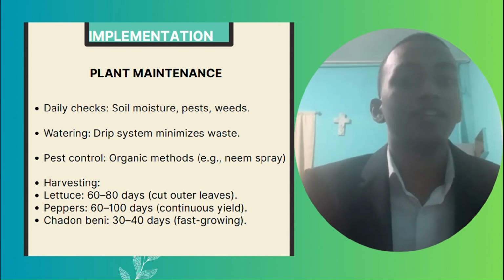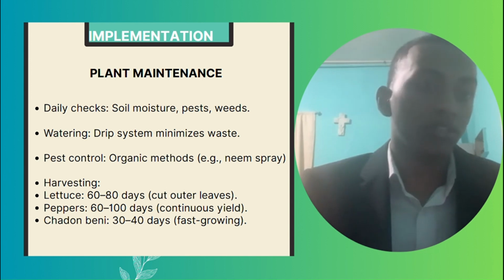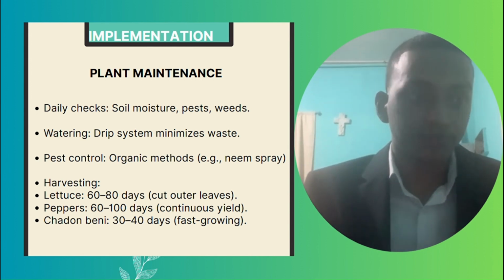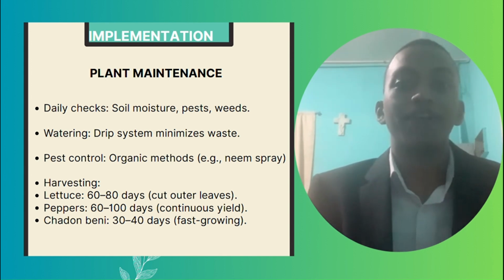And in terms of harvesting, the lettuce we are estimating 60 to 80 days. And when harvesting, you need to cut out the outer leaves of the lettuce. The peppers will take 60 to 100 days, and this would be a continuous yield. The shadow benny is 30 to 40 days, as these crops are very fast growing.